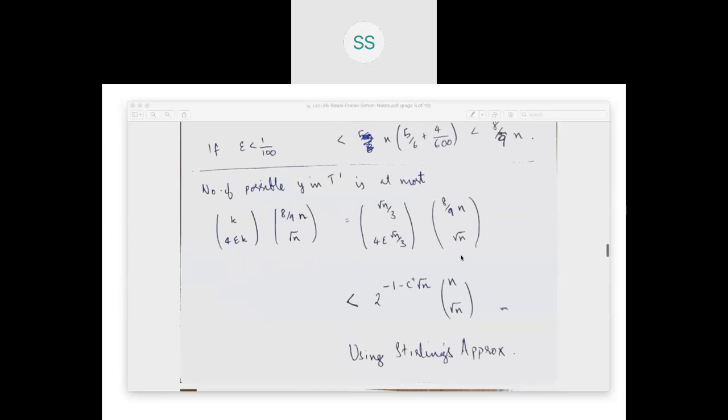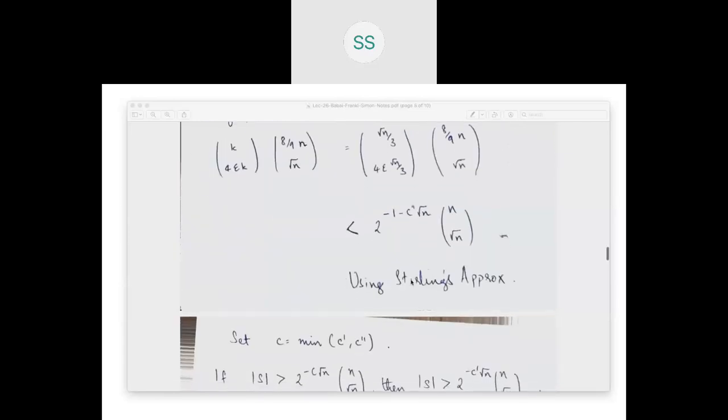Using what is called Stirling's approximation, you can upper bound it with 2 power minus 1 minus c double prime square root n times n choose square root n. Recall that there are n choose square root n possibilities for the columns, and T is a subset of that, T prime is another subset of that. Now we are saying that T prime is at most 2 power minus 1 minus c double prime square root n fraction of the total number of columns. Right? That's what we are saying.